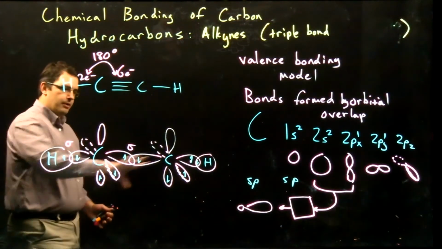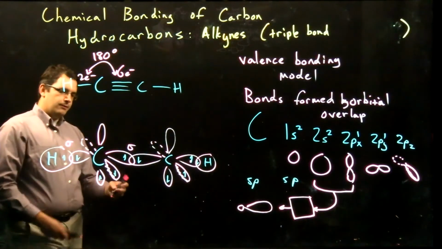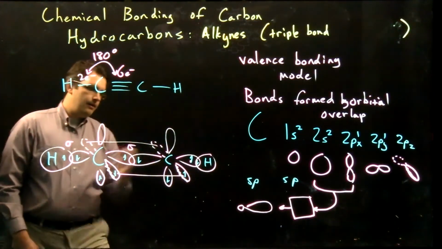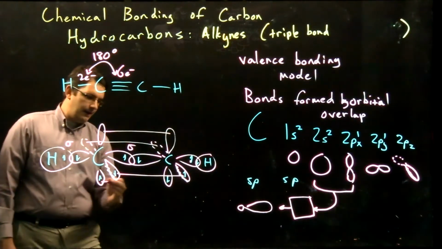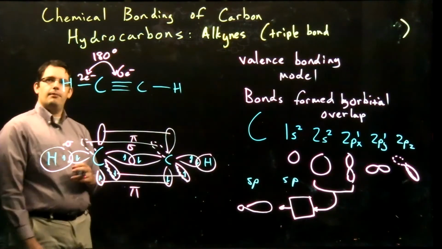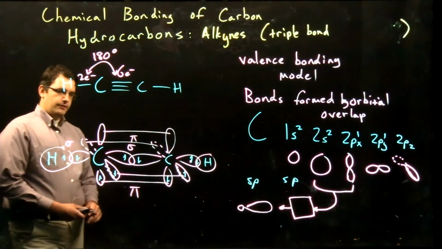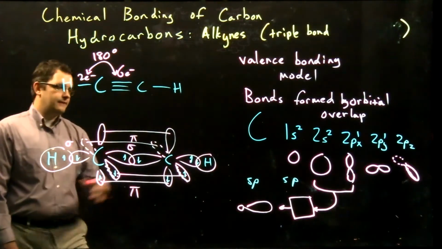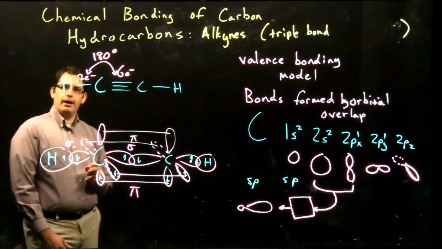Now I have 2 p orbitals that each have their electron on each of my carbons, and both of these sets of p orbitals can overlap in the side-to-side pi bonding. Right, so the sides of my orbitals can overlap, and I actually get 2 different pi bonds to make up my full triple bond. So note, if we count them, we have 1, 2, 3, 4, 5, 6 electrons all overlapping together to make my 6 electron triple bond.